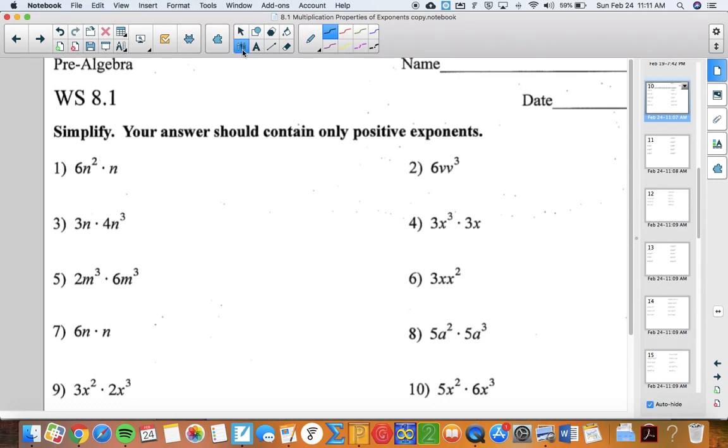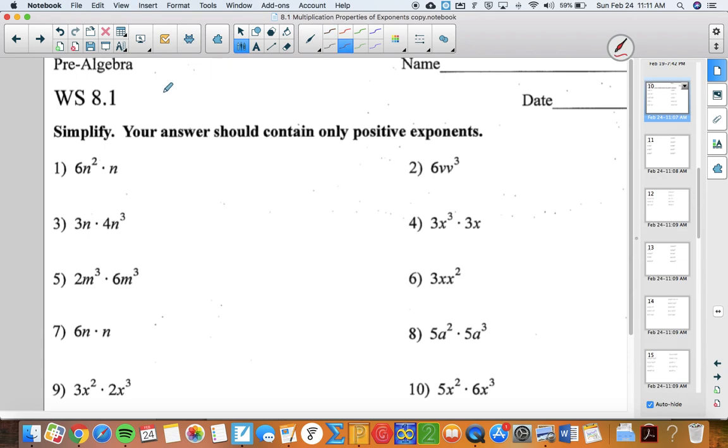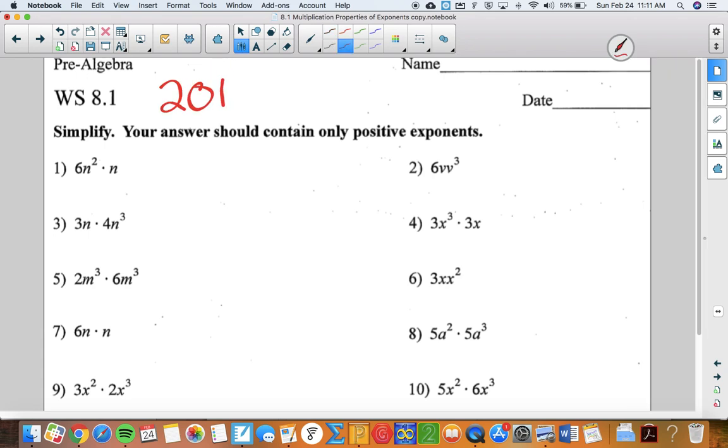This is worksheet 8.1. This is videos recorded in 2019, and this is a brand new worksheet for 2019 because in 2018 I noticed there were some common mistakes that students were making, so I created this to try to alleviate that. I'm going to skip to number 3.